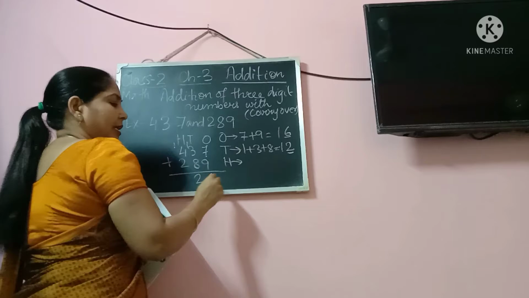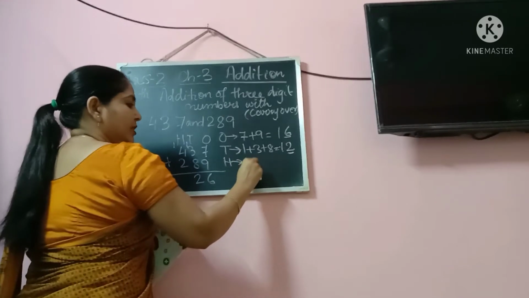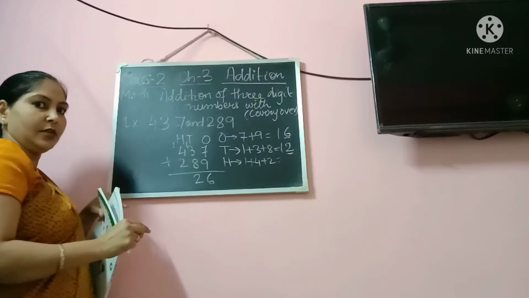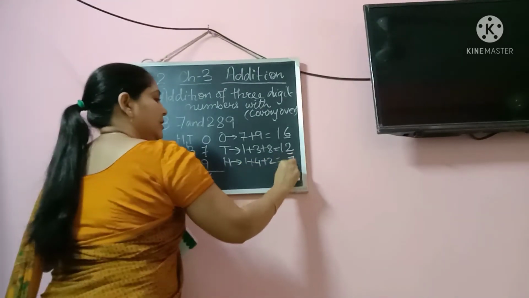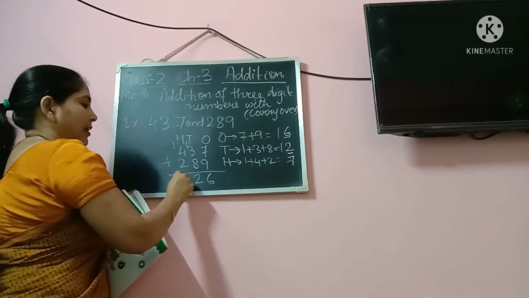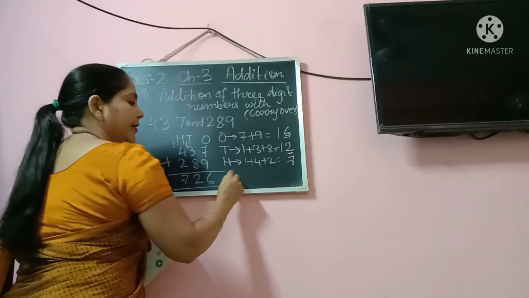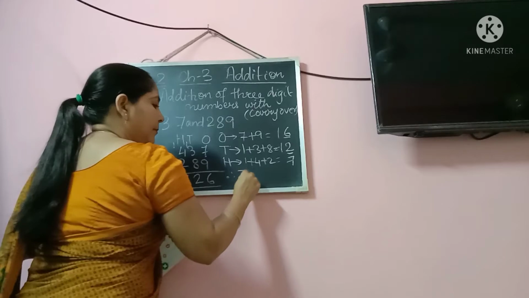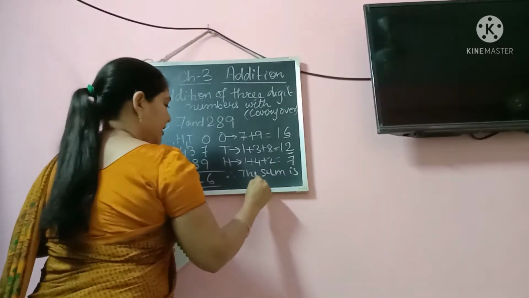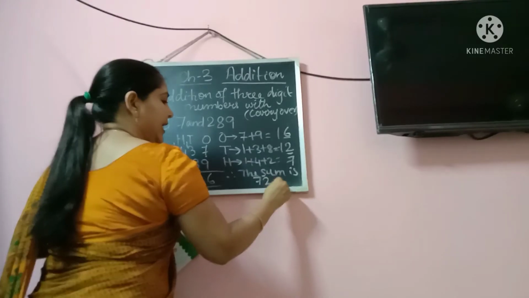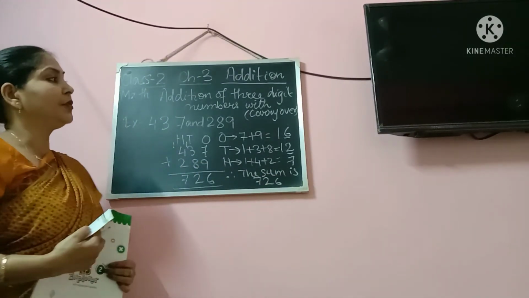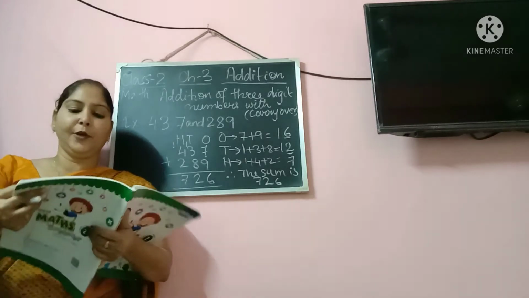In the hundreds place, what are the digits? 1 plus 4 plus 2 is equal to how much? It is equal to 7. 1 plus 4 is 5, 5 plus 2 is 7. So finally, therefore, the sum is 726. Okay, so this is how we do addition of three-digit numbers with carrying over.